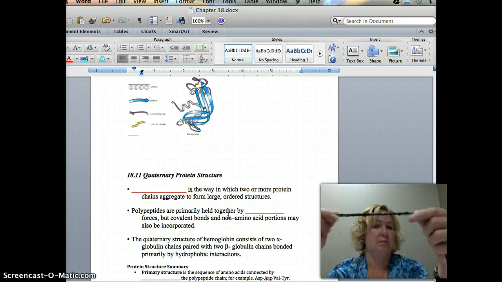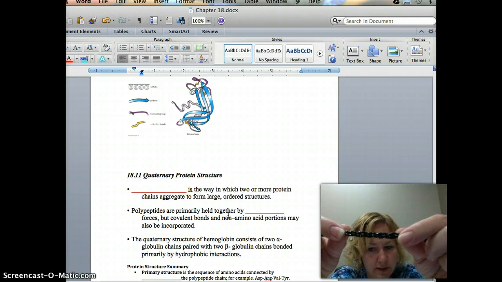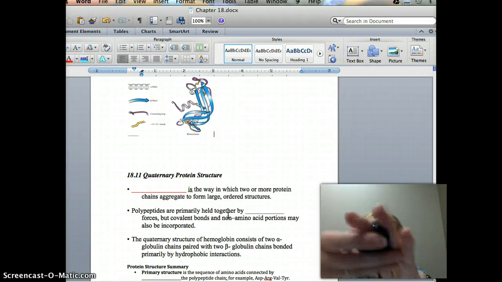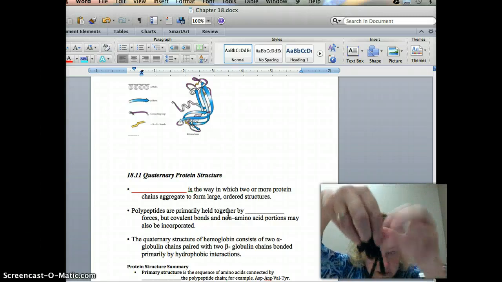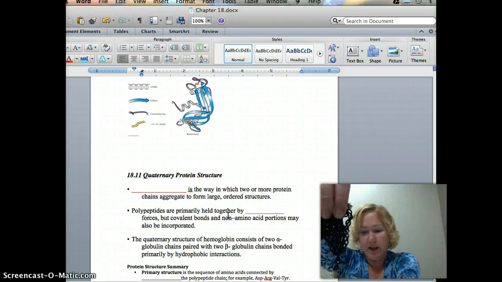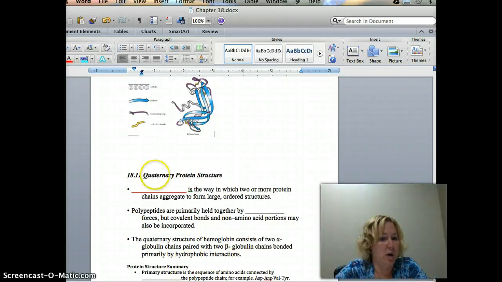So this is primary, secondary, and tertiary, right? You have a primary structure, which is the beads on a string. The secondary structure, it's in a helix. The tertiary structure, it's all these disulfide bridges and all this awesomeness happening. And you've got this wad of awesome protein. Now you're going to bring in another protein and bond it together. That is quaternary protein structure.